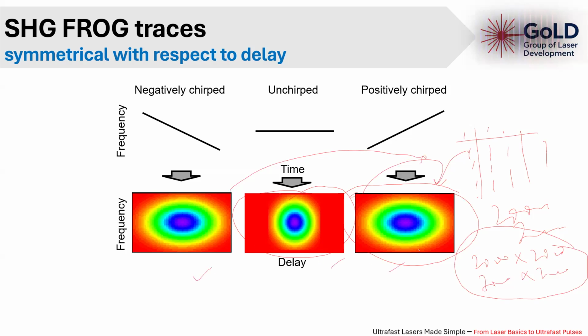Okay. And these images will give you the information whether the pulse is chirped or unchirped, or whether the pulse is positively chirped or negatively chirped. You can see the difference. If it is unchirped, it's a very nice round shape. If it is chirped, then you have this kind of shapes.